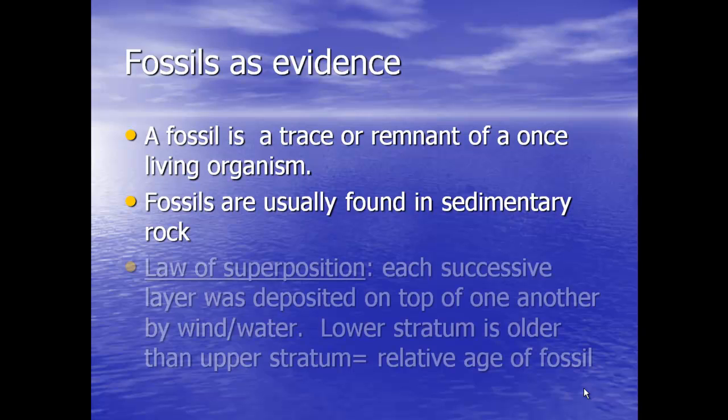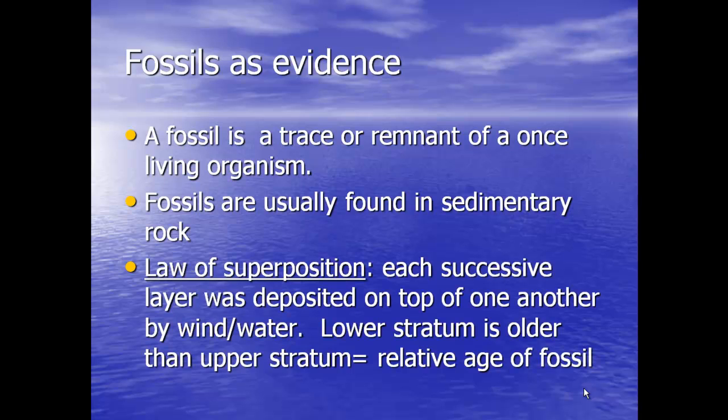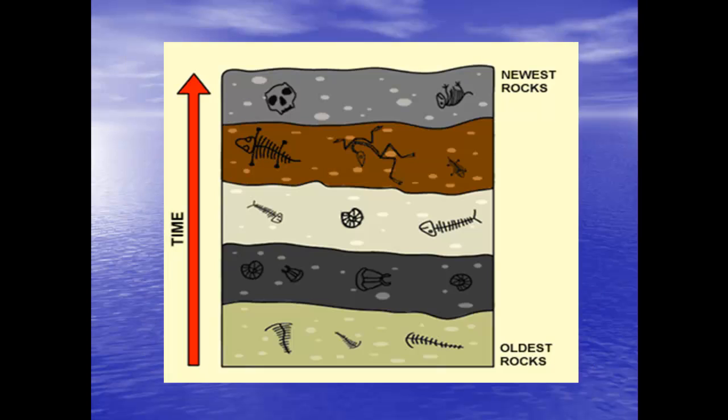And to determine the age of a fossil, we typically follow this idea of the law of superposition, which states that each successive layer of rock was deposited on top of one another over time. So the deeper the stratum, which means layer, the older the rock, and therefore any fossils found in it are older than any fossils found on top of that.